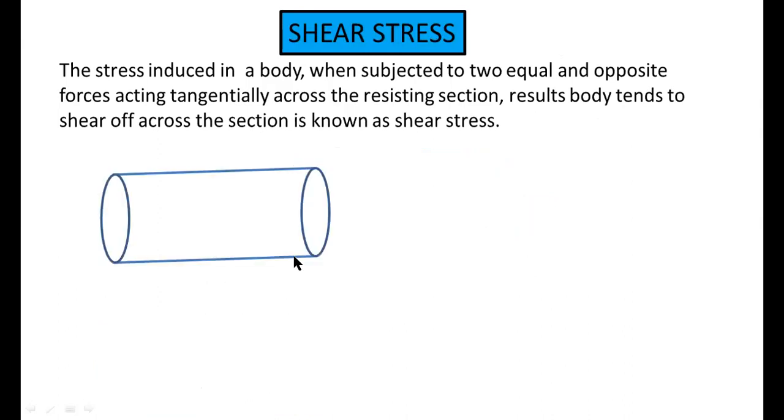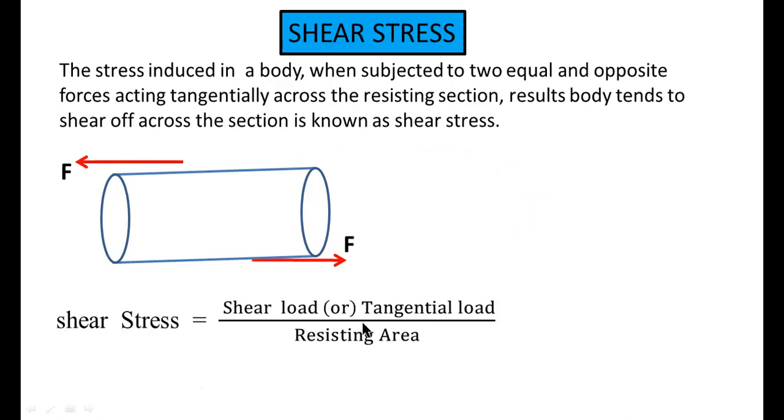Now, shear stresses. The stress induced in a body when subjected to equal and opposite tangential or shear loads across the resisting section, so that the body tends to shear off across the section, is known as shear stress. These two are the tangential forces. The formula is shear load F divided by resisting area. It is not the cross-sectional area. Please observe carefully: resisting area. You have to consider the cross-sectional area of the resisting part.